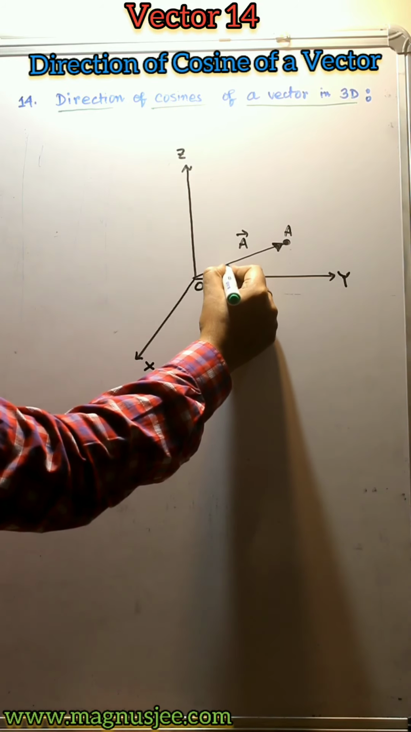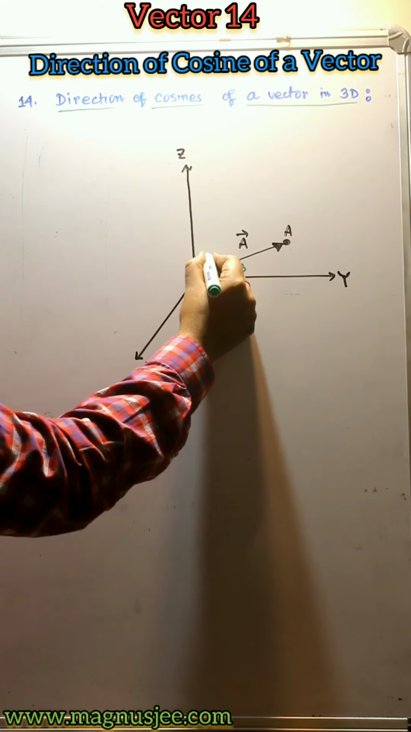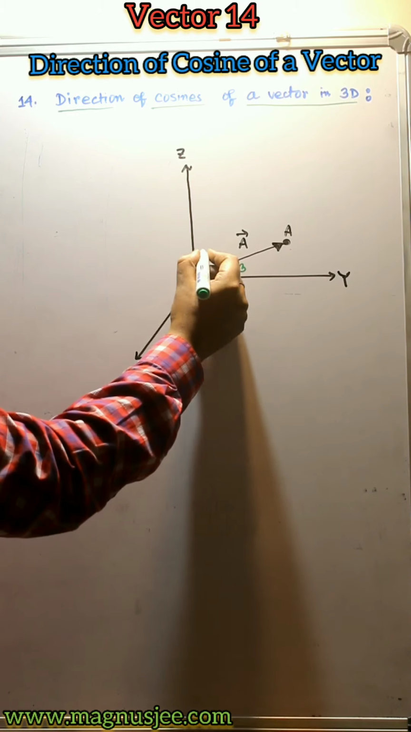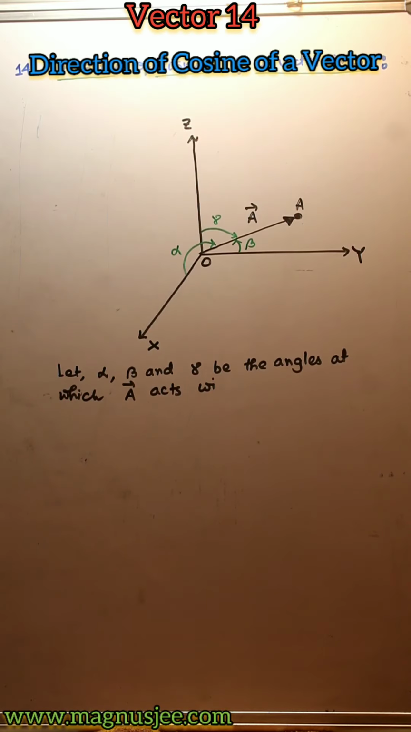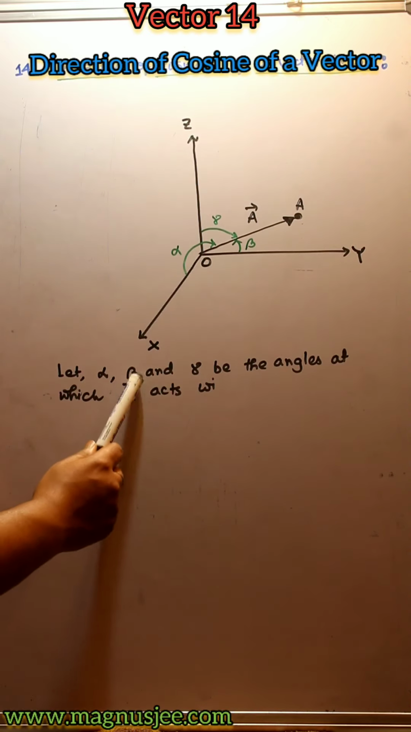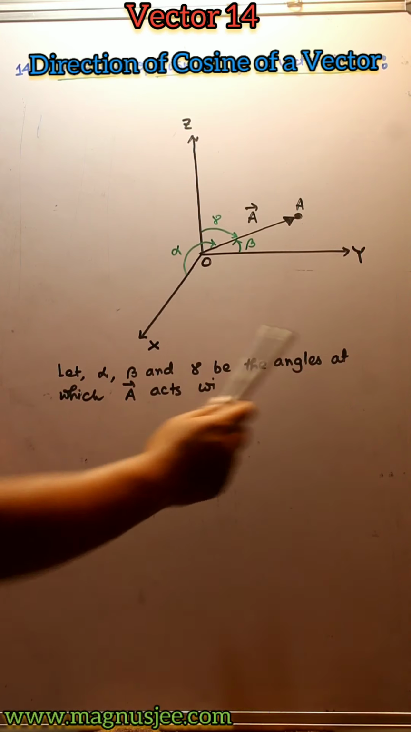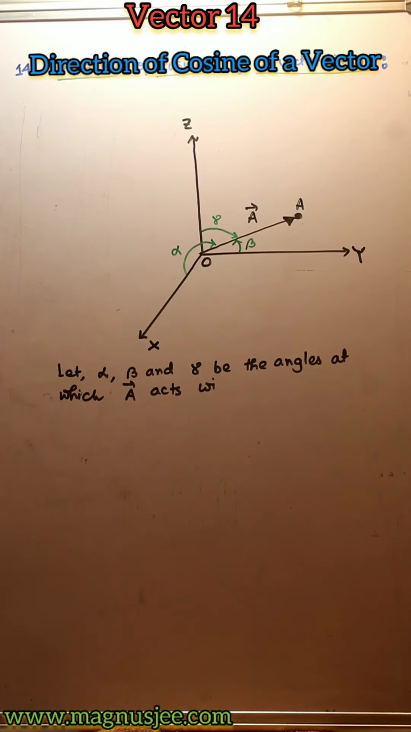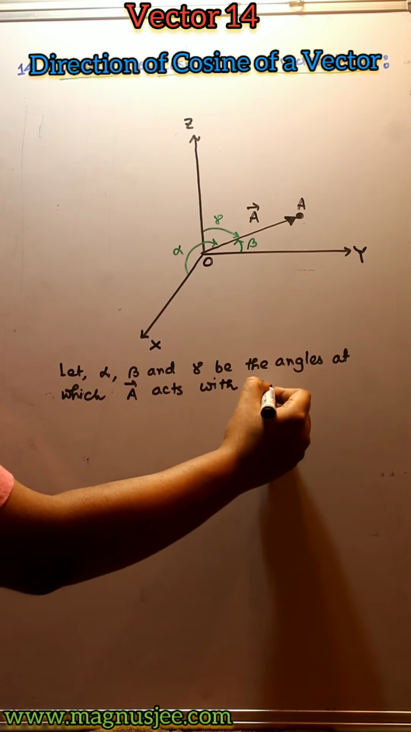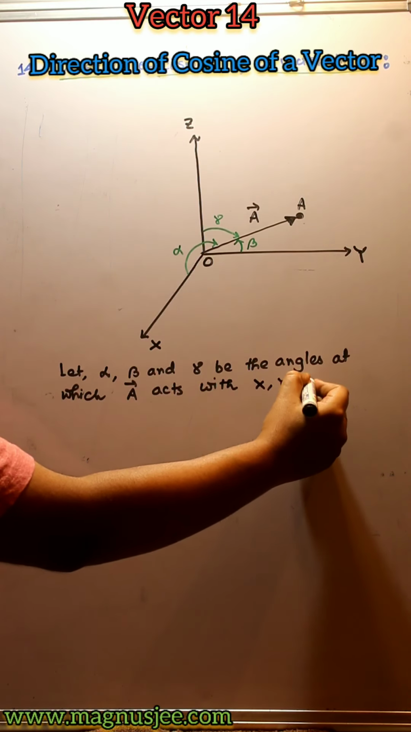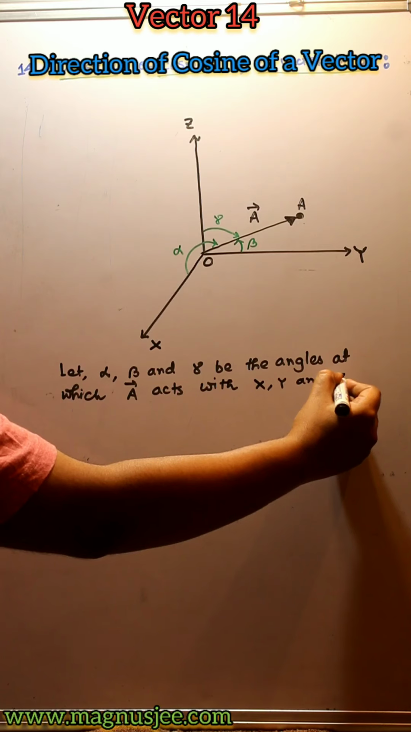Vector A acts at an angle beta with the y-axis, at an angle gamma with the z-axis, and at an angle alpha with the x-axis. Let alpha, beta and gamma be the angles at which vector A acts with the x, y and z axes respectively.